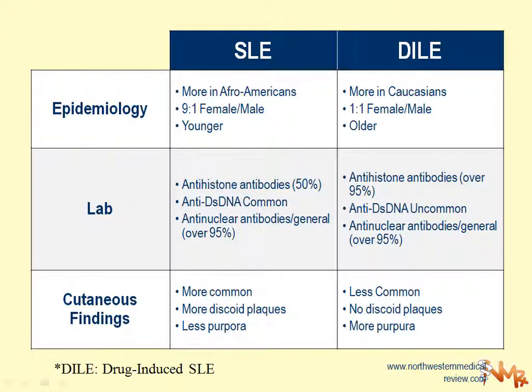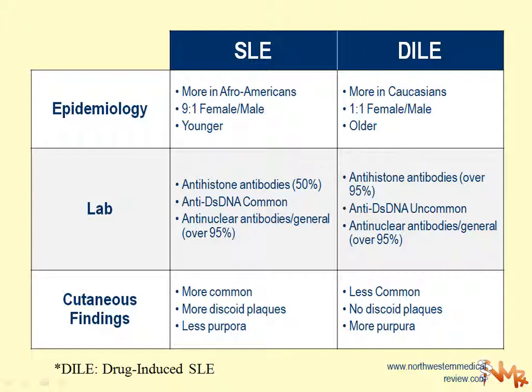In the same chapter, I have compared and contrasted for you the classic lupus with drug-induced lupus erythematosus, which is DILE. Epidemiologically, systemic lupus is more common in Afro-Americans, and the female-to-male ratio is 9:1. Patients tend to be younger, like in their 30s or mid-20s. However, DILE is more common with Caucasians. Female-to-male ratio is the same, and also it tends to happen in older individuals.